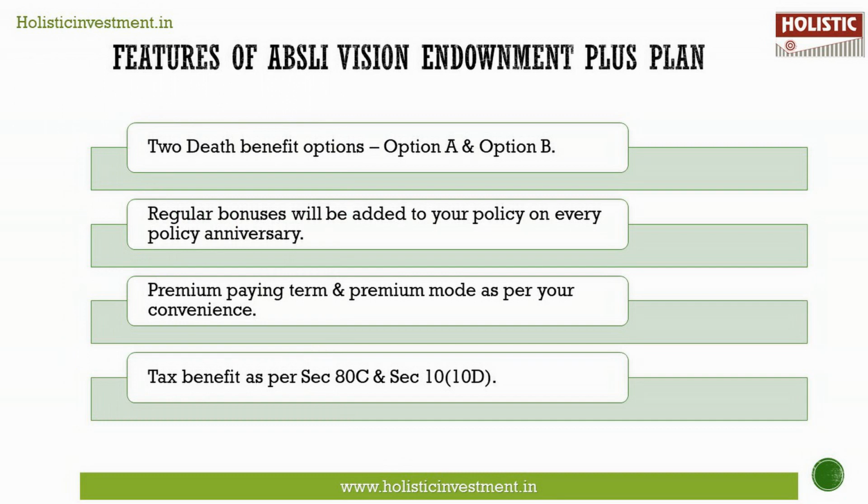Now the first thing we are going to see is the features of this ABSLI Vision Endowment Plus plan. There are two benefit options available for the investor, option A and option B, so you can choose an option catering to his needs. Regular bonus will be added to his policy on every policy anniversary. For the investor's convenience, he can choose his premium paying term and premium mode as per his requirements. And there is also a tax benefit available as per section 80C and 10(10D).